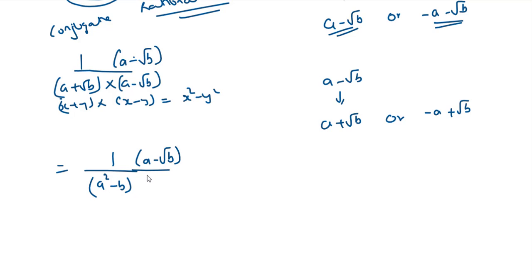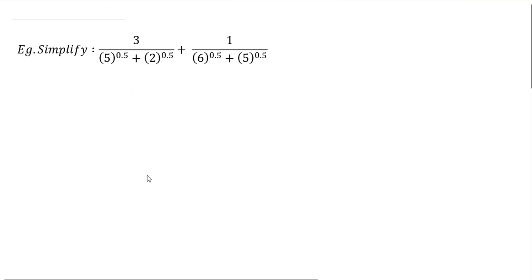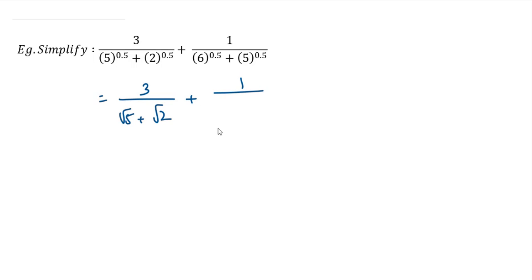Let us take a few examples and understand how to solve problems on surds. Now this expression is written in the form 3 upon 5 raised to 0.5, which is nothing but square root 5, plus 2 raised to 0.5, again square root 2, plus 1 upon 6 raised to 0.5, which is square root 6, plus 5 raised to 0.5, which is square root 5. And we have to simplify this. Since the surd is given in the denominator, we cannot perform any mathematical operation. We'll have to first rationalize it. So we'll rationalize both these surds by multiplying them with their conjugate.